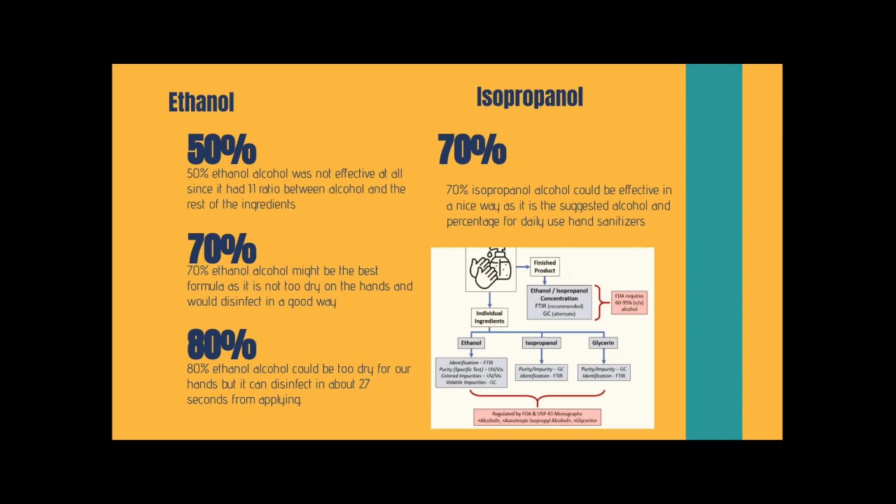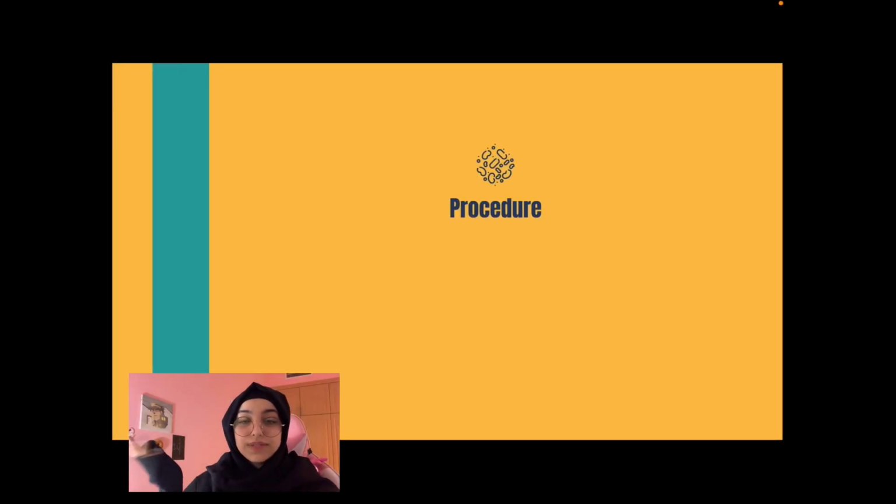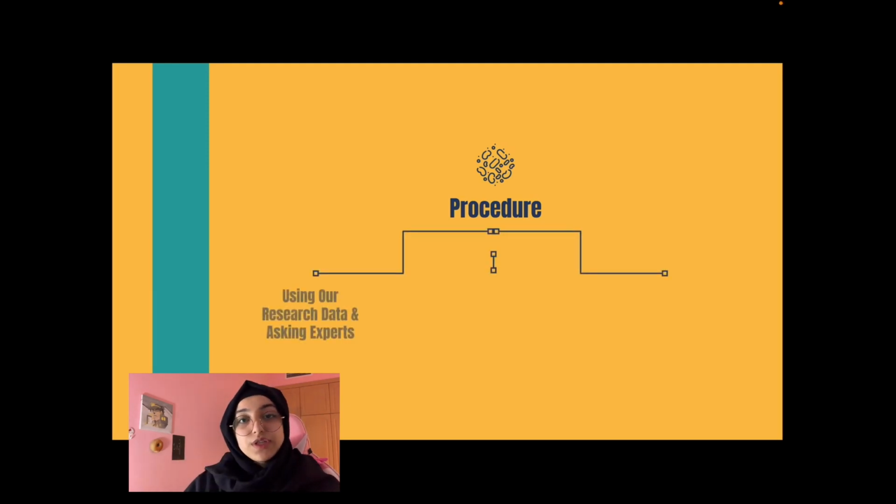70% isopropanol alcohol could be effective in a good way since it is the suggested alcohol percentage for daily use hand sanitizers. Hello, it's me Jude, and first I'm going to be discussing the procedure. In the procedure, we have 5 main steps: using our research data and asking experts, formulation, experimenting, and results.